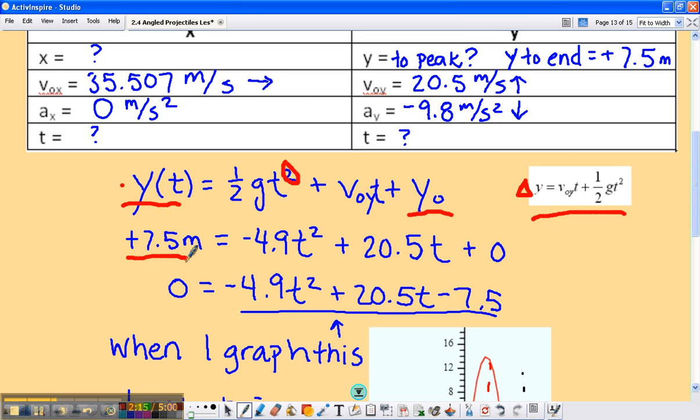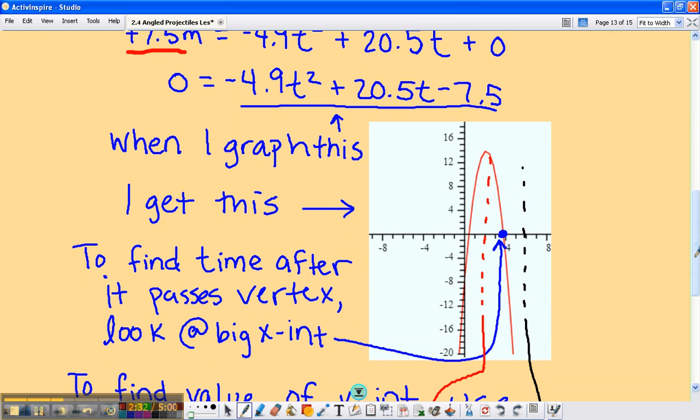Now, I can't solve a quadratic unless it's equal to 0. So what I'm going to do is move my 7.5 over to the right-hand side. And I did that here, and I have minus 7.5. So I'm going to take this full statement and graph it in my calculator. And when I graph that, I get this over here. So it's going to look like a parabola. It has a negative y-intercept. It rises above the x-axis and then falls.